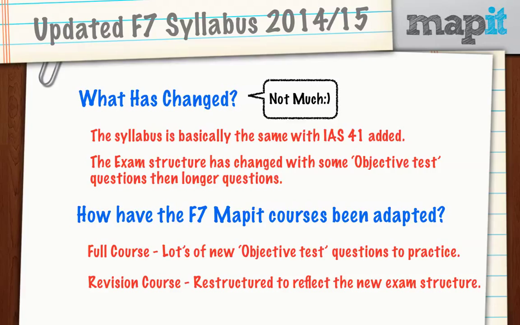We've still used past paper questions because they will still be relevant. If you look at the specimen paper, some of the questions on the specimen paper are actually past paper questions. So that reflects the fact that the past paper questions will still be relevant to the new F7 exam. So that's how we've changed the courses.